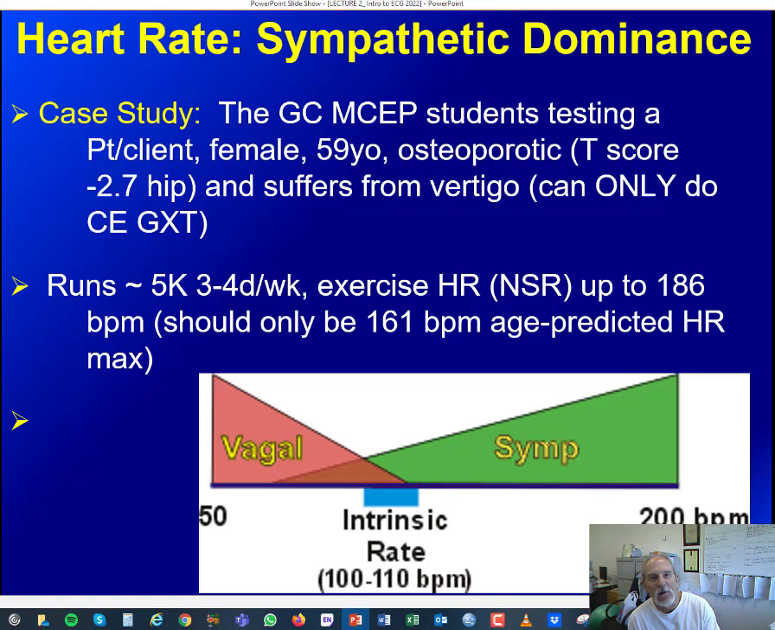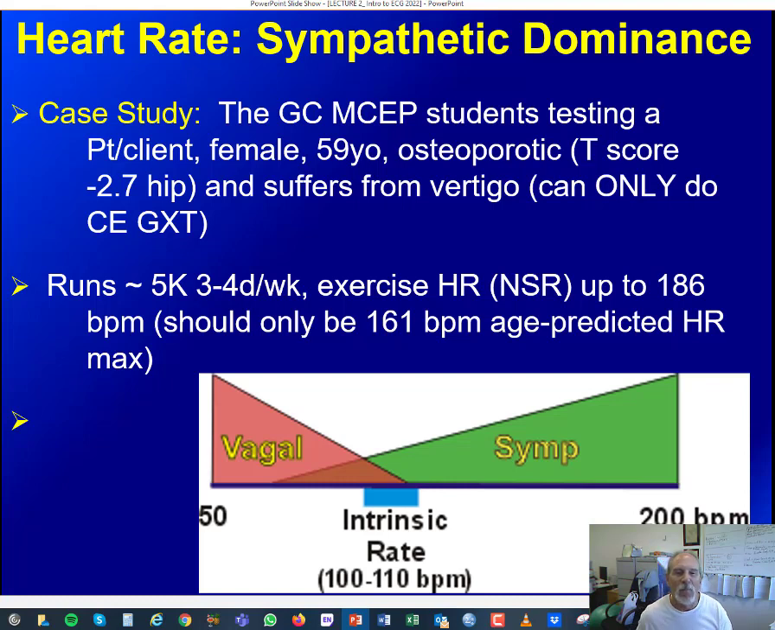So here's a case study. A Gold Coast MSEP student was testing a patient, a female, 59, who was osteoporotic. From musculoskeletal health, you'll learn this. She had a T-score of the hip of -2.7, and she suffered from vertigo, so she could only do a submax stress test on a cycloergometer. She's fit, she runs maybe 5Ks 3 to 4 days a week. Her exercise heart rate, normal sinus rhythm, goes up to 186 beats per minute. However, it should only be 161 beats per minute when you do 220 minus age.